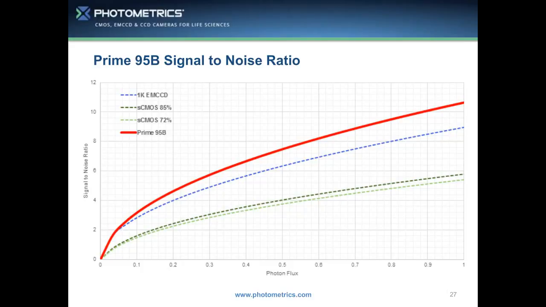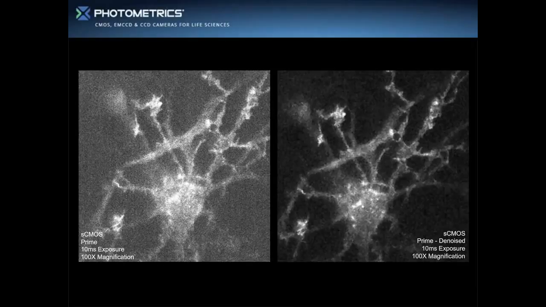Do you have comparisons of images with and without denoising? Yes, let me get to the slide. If we look at these images here, these are using the Photometrics Prime 72% CMOS camera. On the left is the undenoised image, and on the right is the denoised image. Same exposure time, same scaling.